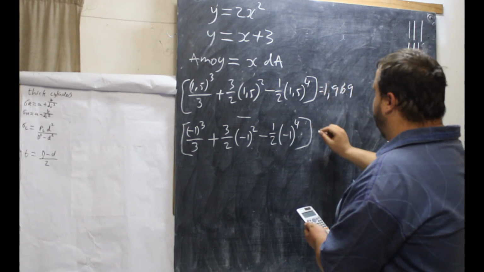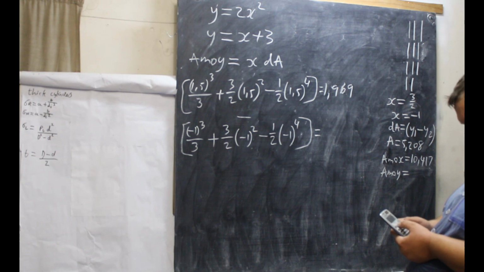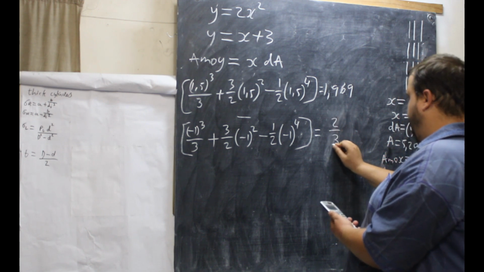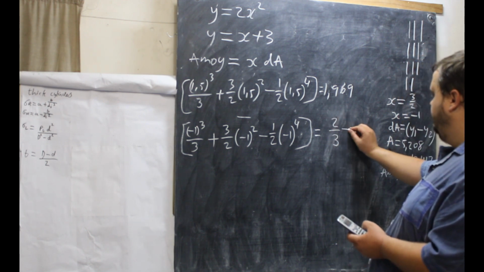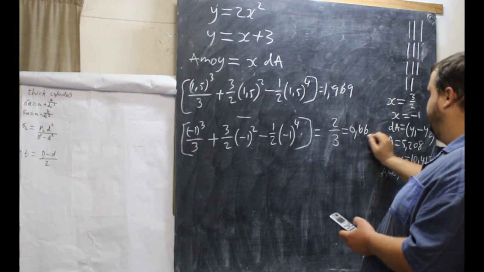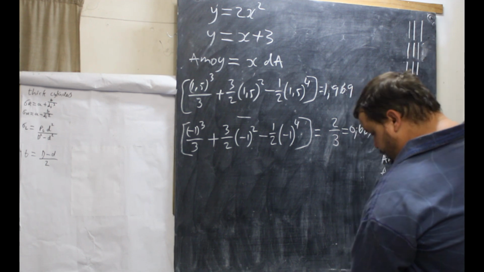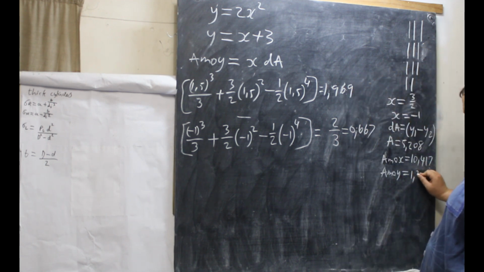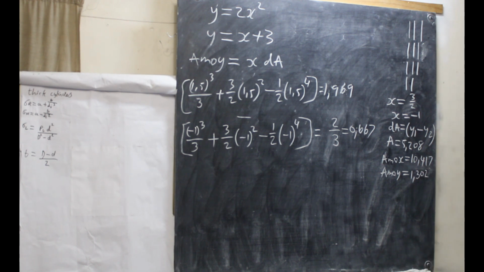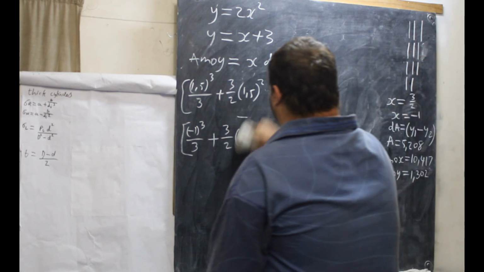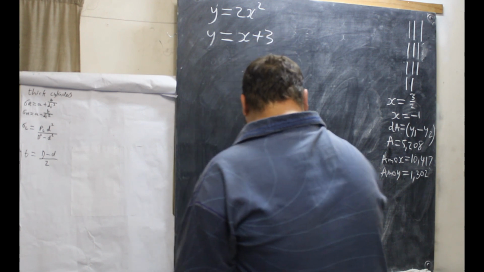So equals. Now this next part, let's put this in our calculator and all of us get the right answer. And this is 2 over 3, or in other words, 0.667. So AMOY, this minus that will give us 1.302. These are all units squared, by the way, because these are areas. Now that is phase 3. Next is phase 4.